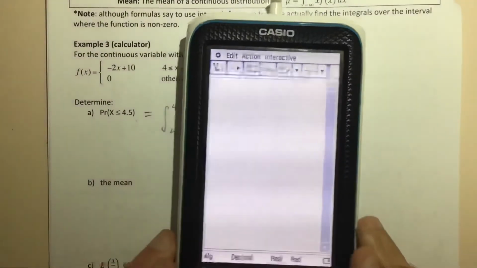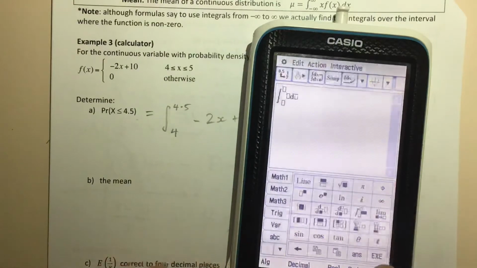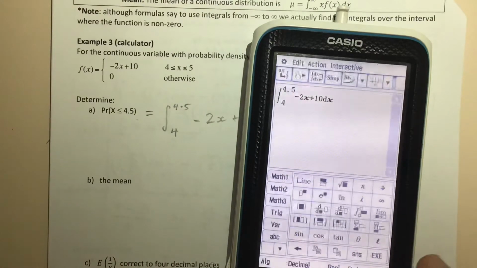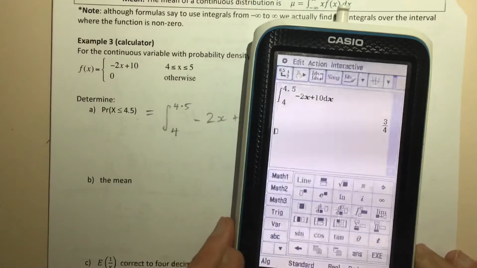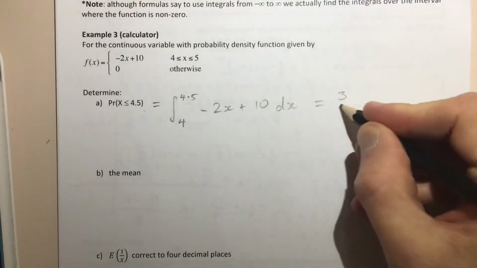We plug in the integral, then the function, integrate with respect to x. Pop it in standard mode, and we get 3/4. Now remember that was a probability, so we had to get a number between 0 and 1. If it was anything else, we would have double checked our inputs, but we get the probability of 3/4.